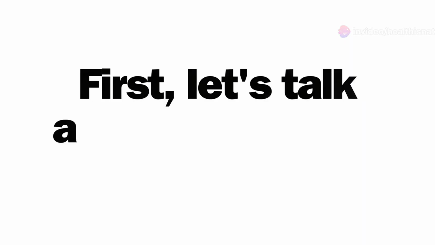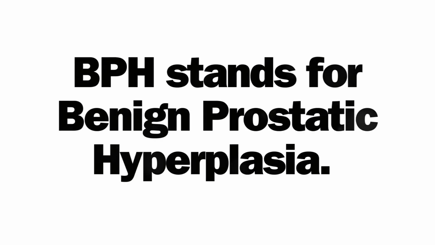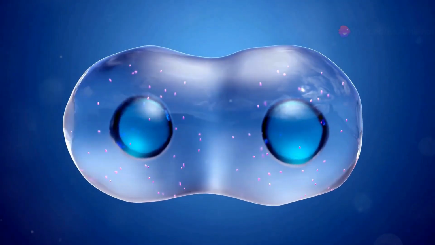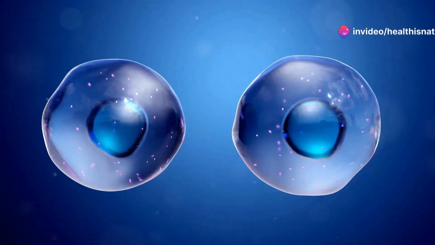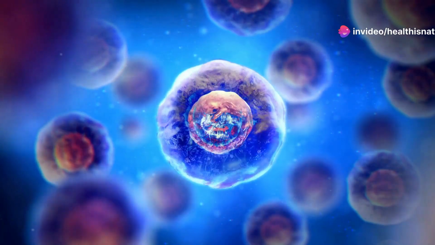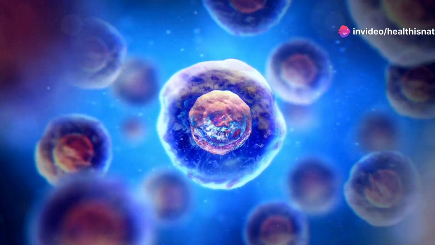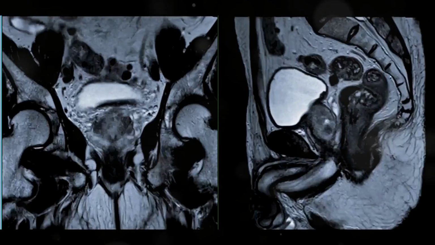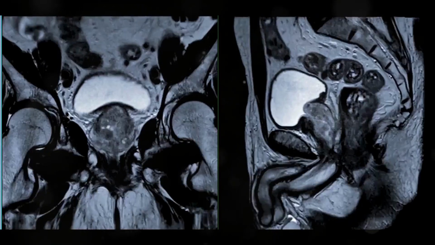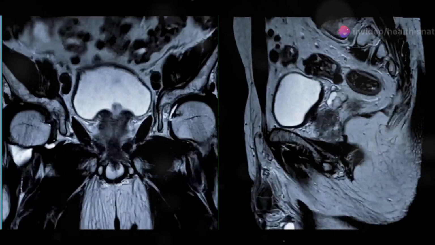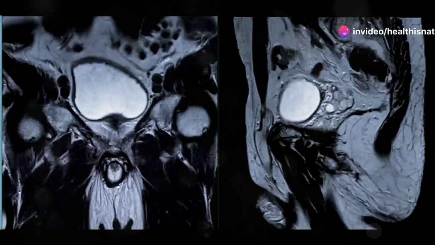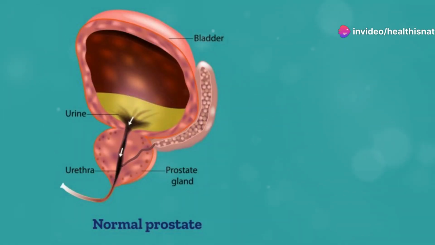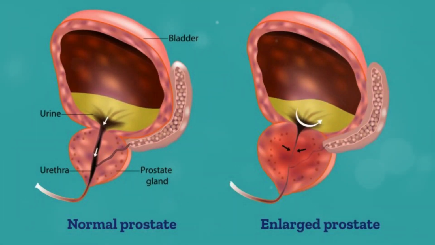First, let's talk about definitions. BPH stands for benign prostatic hyperplasia. The term hyperplasia means an increase in the number of cells, causing the prostate to enlarge. Unlike hypertrophy, which refers to an increase in cell size, hyperplasia is all about cell number. In BPH, both the epithelial and stromal cells within the prostate gland multiply, leading to an overall increase in prostate size. This condition primarily affects the transitional zone of the prostate, which is the area surrounding the urethra.